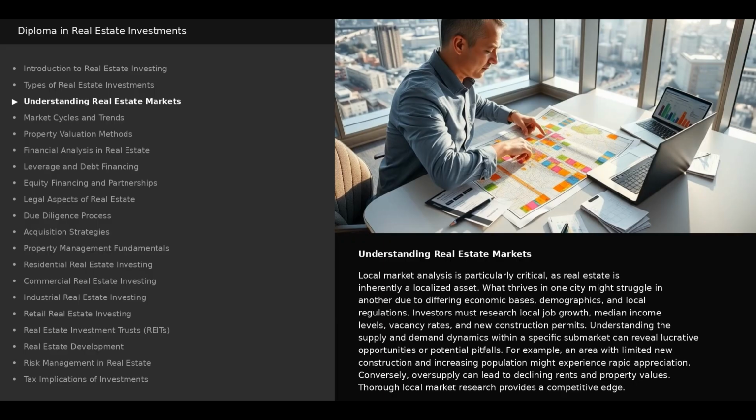Understanding the supply and demand dynamics within a specific submarket can reveal lucrative opportunities or potential pitfalls. For example, an area with limited new construction and increasing population might experience rapid appreciation. Conversely, oversupply can lead to declining rents and property values. Thorough local market research provides a competitive edge.